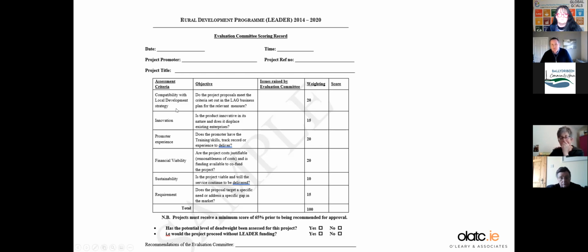But you see here, in terms of the compatibility with the local development strategy, what we talked about as strategic context: is it compatible with the strategy? And they'll say, well, they didn't really make a point or make a case for it, so we give it a low score, okay? But it's got the highest weighting. It's really important that your projects match the national and local strategic context.